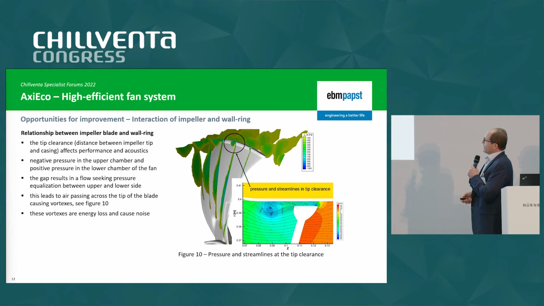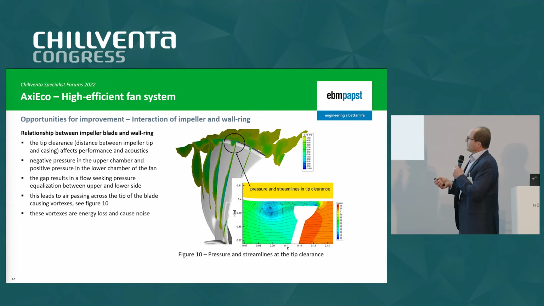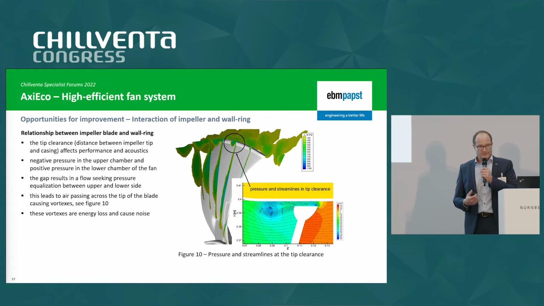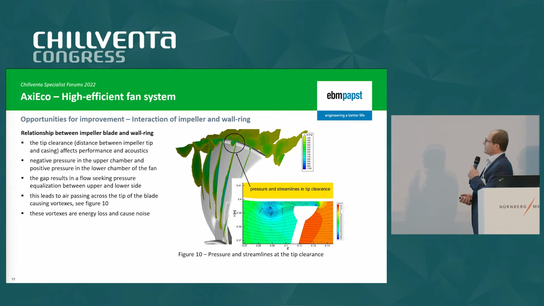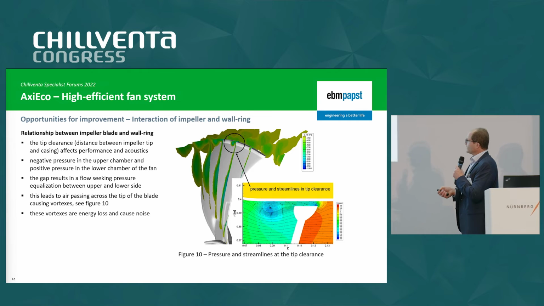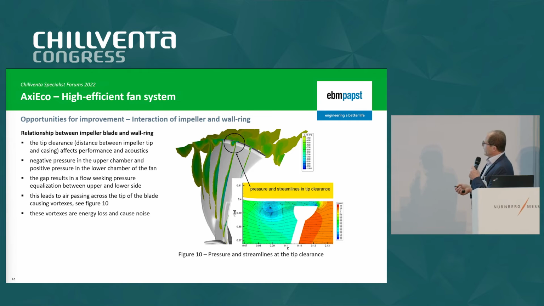What else is interesting? Also, the interaction between the blade and the wall ring is important. And this has also a significant influence on the efficiency of a fan. As you can see here on this picture, again we have a cross section. This is the outer part, the tip part, so to say, of the blade as a cross section. Here we have the tube or the wall ring or the nozzle. So the air goes in that direction and leaves in this direction.